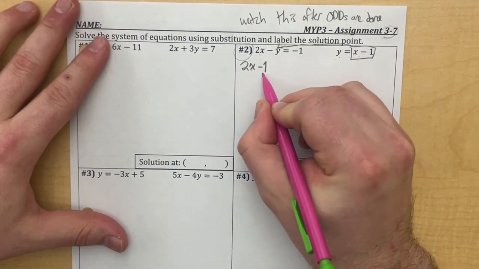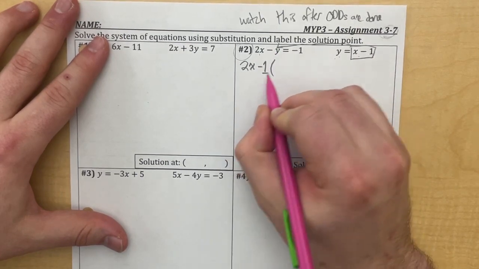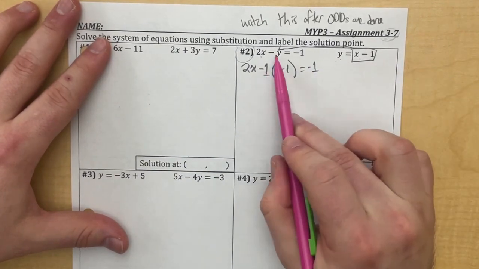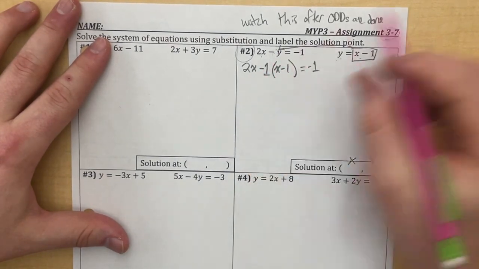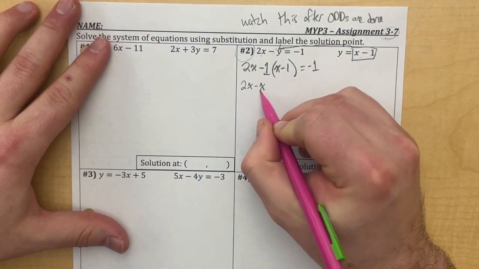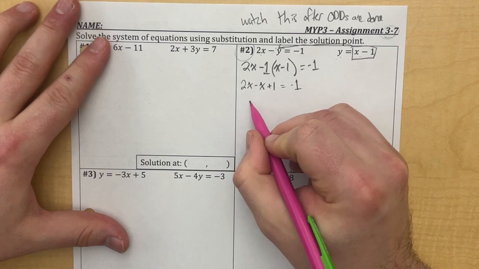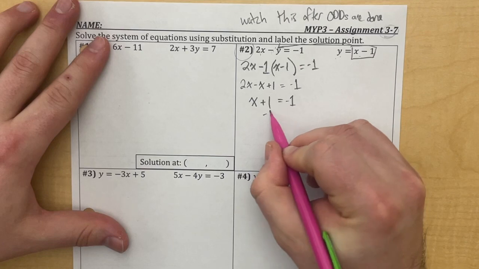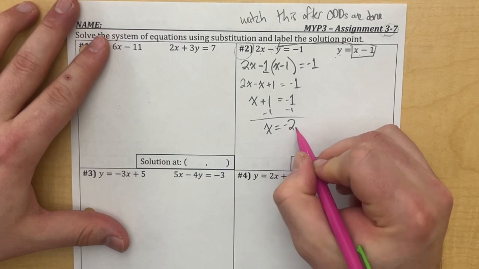So I have 2x, and then -1 since it's times 1y, and then I have times x minus 1 equals -1. So again, make sure you're seeing how there's 1y right here. So that means I just have to write the coefficient as -1. Make sure you can multiply carefully. So I have 2x, and then I have -x plus 1 equals -1. Combine like terms, I have x plus 1 equals -1, and I can subtract 1 from both sides to get my value for x. So I'm going to say x is going to be -2.